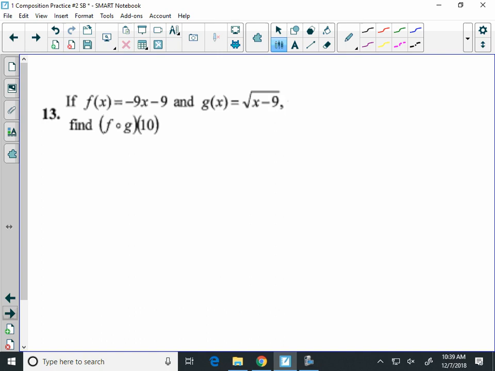All right, the next one here is number 13. Last one on the front. They give you 2 functions. F of x is negative 9x minus 9, and g of x is the square root of x. You're finding f of g of 10.